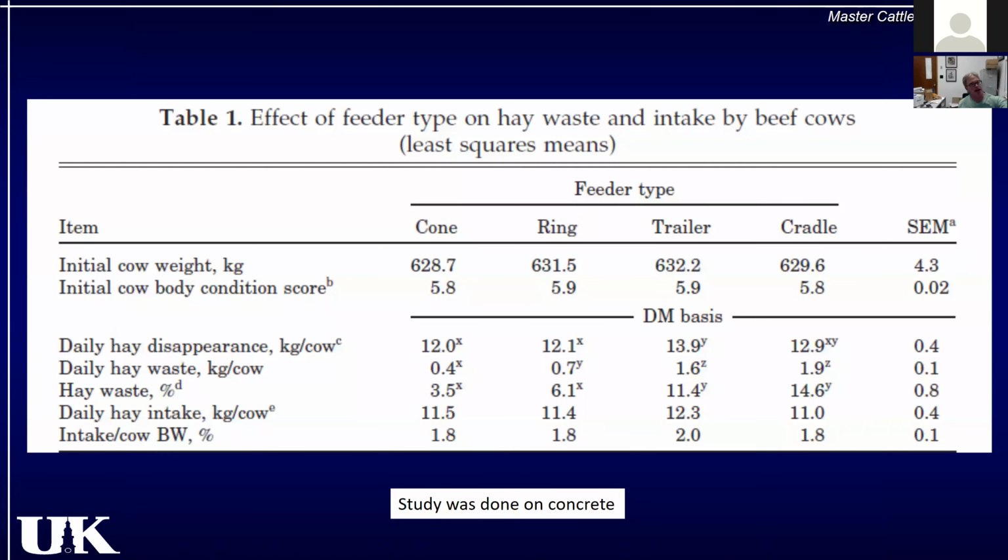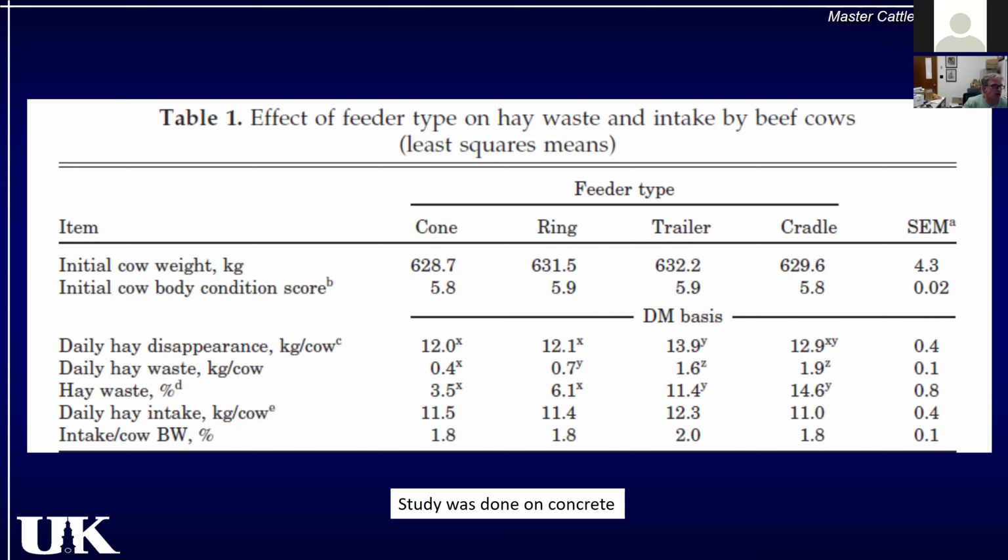And so again, going back and looking at some data, there was a scientist that looked at the amount of hay wasted using different feeding systems. So they evaluated a cone feeder, a ring, a trailer, and a cradle. And all the body weights are the same. What you want to look at is come down about 5 lines, and it says hay waste percentage. So with a cone feeder, you're wasting around 3.5%, 6.1 with a ring, 11.4 with the trailer, and 14.6 with a cradle feeder.